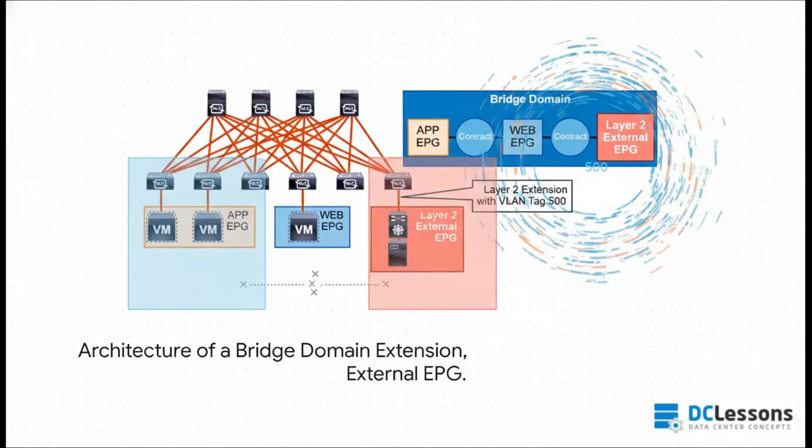And here's what that architecture looks like. See inside the bridge domain? You've got your normal internal app and web EPGs. But now you've also got this new thing, a Layer 2 external EPG. They all live in the same bridge domain, which means, yeah, they can all talk to each other at Layer 2. But, and this is the crucial part, they are totally separate points for enforcing policy. That separation, that's the key benefit you get with this method.